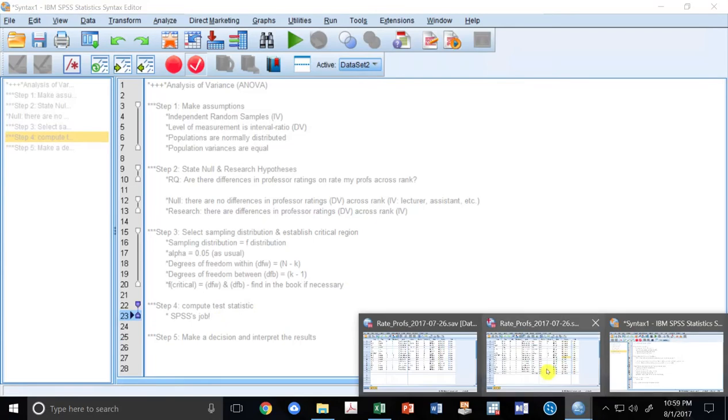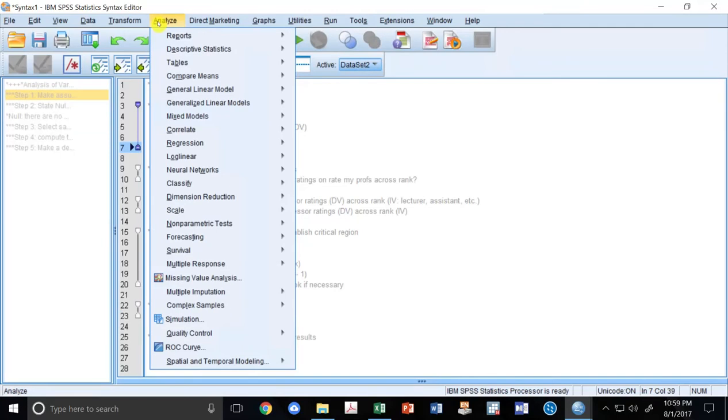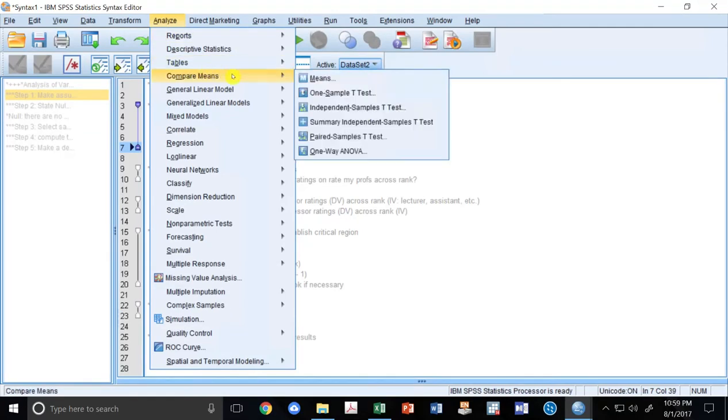So what I'm going to do is I can actually do this in here. I'm going to go to Analyze. I'll take a second for you. Go down to Compare Means, then go over to One-Way ANOVA. And this is what we'll be using.